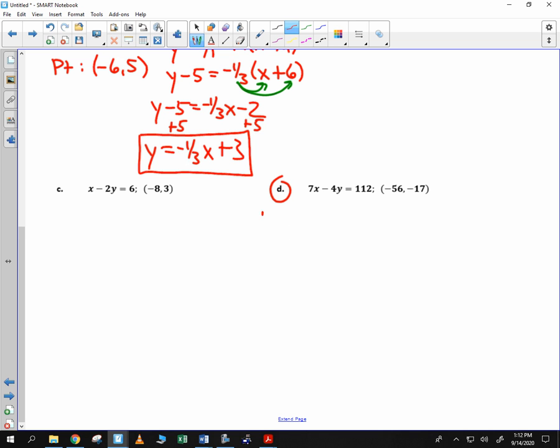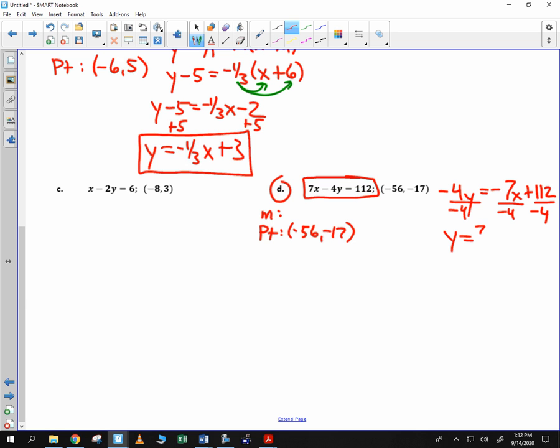For my last one, again, we look at slope and we look at point. The point is -56, -17. I can't just look at this and know the slope, so I'll put it into slope-intercept form. I subtract the 7x, get -7x plus 112. Divide both sides by -4. Y is +7/4 x. 112 divided by 4 is 28. Sorry about that. So this is in slope-intercept form now. I can tell that the slope is 7/4. The slope of the perpendicular line will be -4/7.